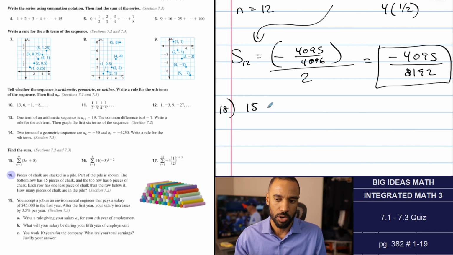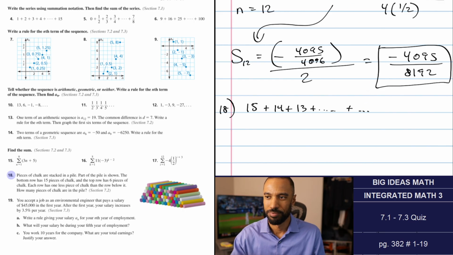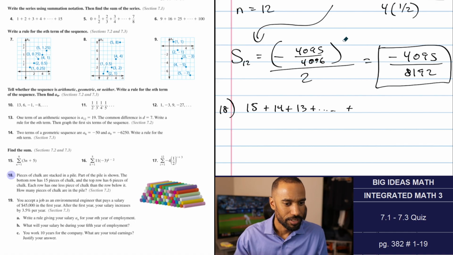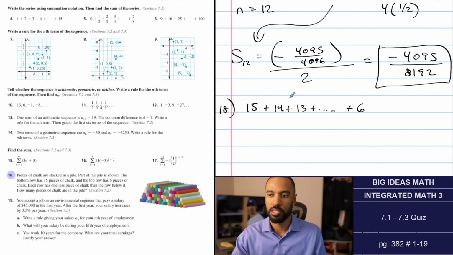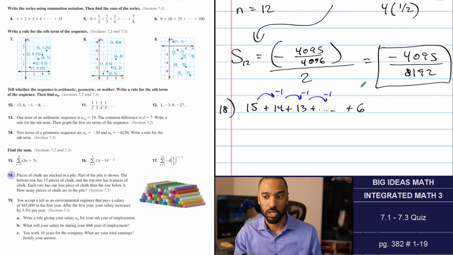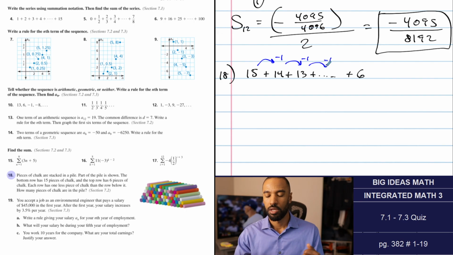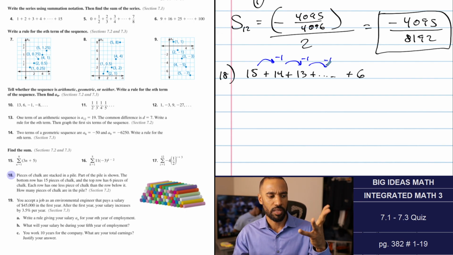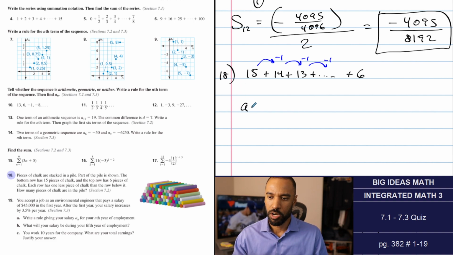So we start with 15 on the bottom. This continues all the way to 6. There aren't 6 in the drawing, but all the way to 6. I could write them all, but the point is this is an arithmetic series. There's a common difference of -1 from one term to the next, and we know our first and last term, which is great. What we need is the number of terms. I believe it's 15, 14, 13, 12, 11, 10, 9, 8, 7, 6. There are 10 terms.